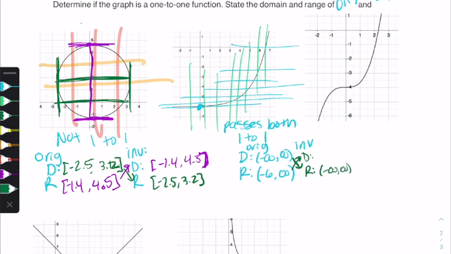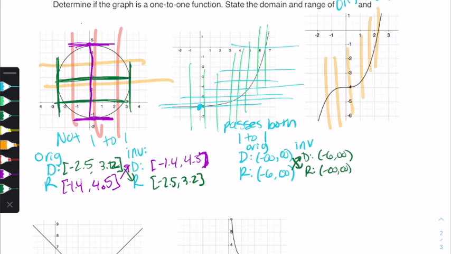And then the range of the original goes to the domain of the inverse. So from -6 to infinity. So even though I don't have it drawn, I can know what my domain and range is of the inverse graph by switching the domain and range of the original one. Okay? Let's take a look at the next one.